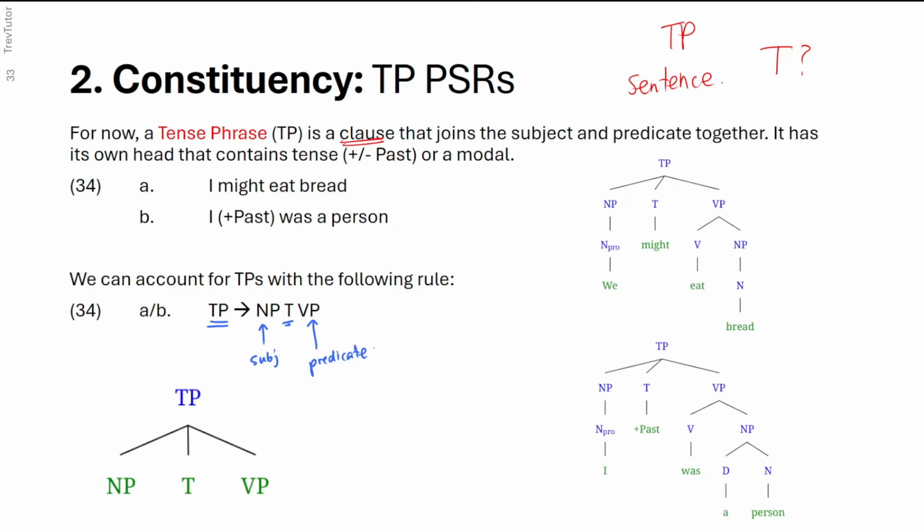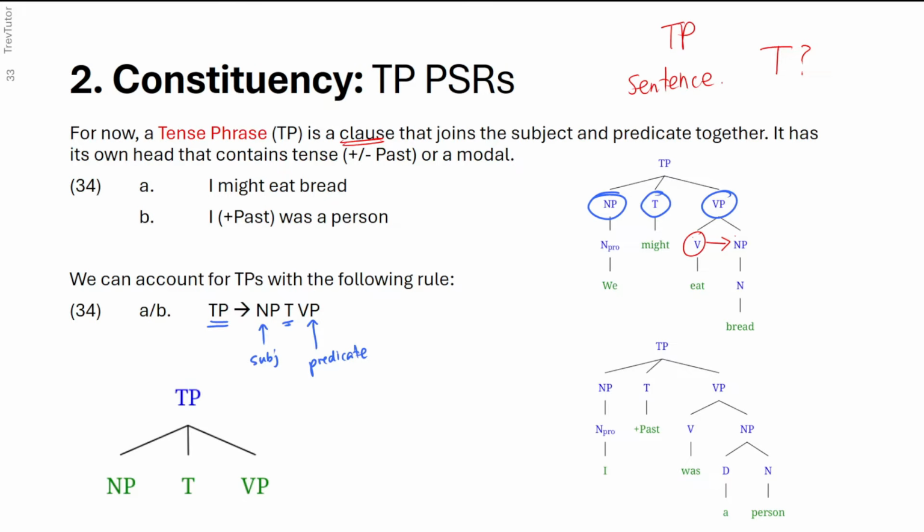So in the case of "we might eat bread," we have the subject we, which is a noun phrase. We have the modal might coming under the tense head. And then we have eat bread as a verb phrase. And inside that verb phrase, we have eat as the head of the verb phrase, and it's introducing its object, bread, for the thing that's being eaten, which is a noun phrase.